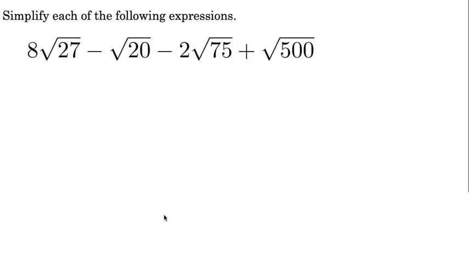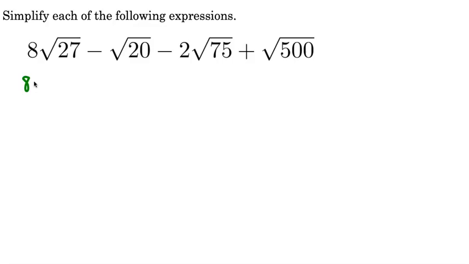All right, now we got 4 terms. 8 square root of 27 minus the square root of 20 minus 2 times the square root of 75 plus the square root of 500. So no radicands are the same yet. Let's go through the process of simplifying first.